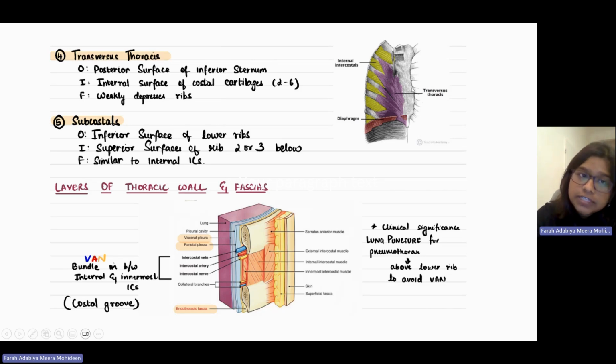The major function of this muscle is to depress the ribs because you can imagine they're inside, right? So when they contract, what would they do? They'll decrease thoracic volume. So they weakly depress the ribs.